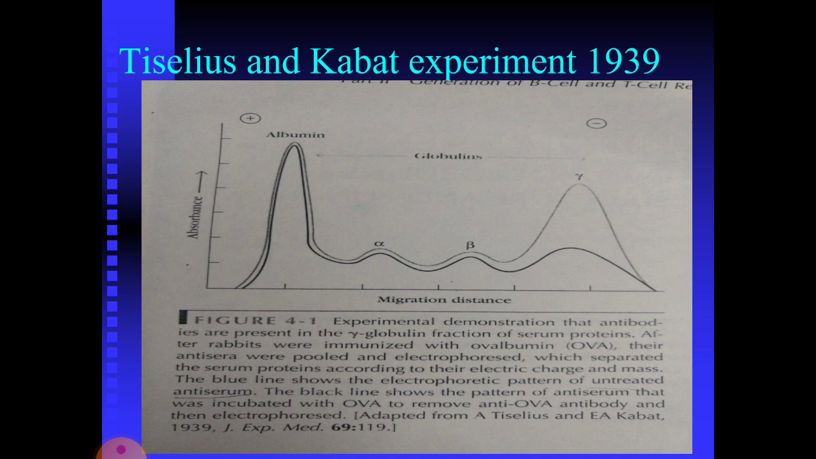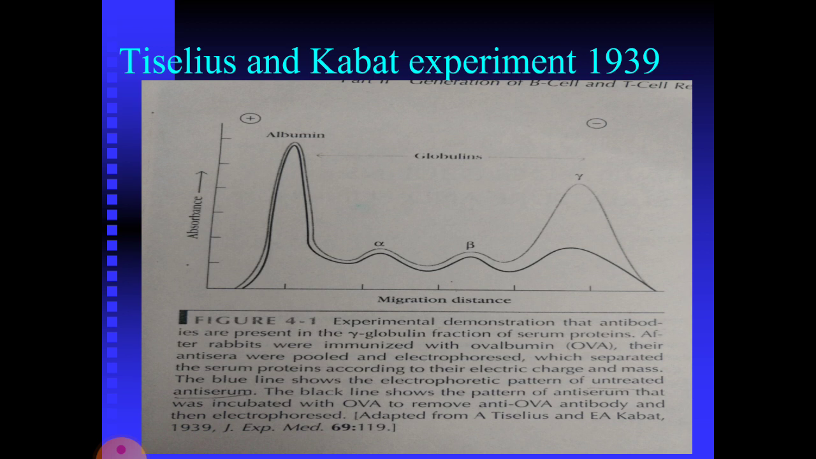The other serum aliquot was reacted with the ovalbumin and the precipitate that formed was removed. The remaining serum protein which did not react with the antigen was then electrophoresed. A comparison of the electrophoretic profiles of these two serum aliquots revealed that there was a significant drop in the gamma globulin peak in the second aliquot that had been reacted with the antigen. Thus, the gamma globulin fraction was identified as containing serum antibodies, which are called immunoglobulins to distinguish them from any other proteins that might be contained in the gamma globulin fraction.